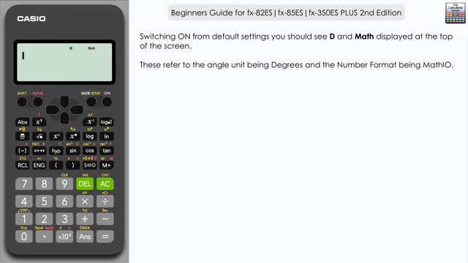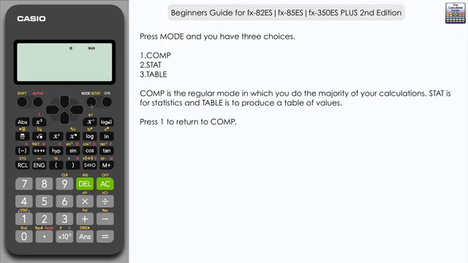We'll start off by having a look at mode. So if you just press the mode button, you'll see that we have three modes available to us on this calculator. We have one which is COMP, which is computational mode, which is the default mode in which we do most of our calculations, and that is the starting mode that we were just in there. We've also got STAT or statistics mode, which we will look at briefly later on, and table mode, which allows us to do tables of functions. So we're just going to remain in COMP for now, so press 1.